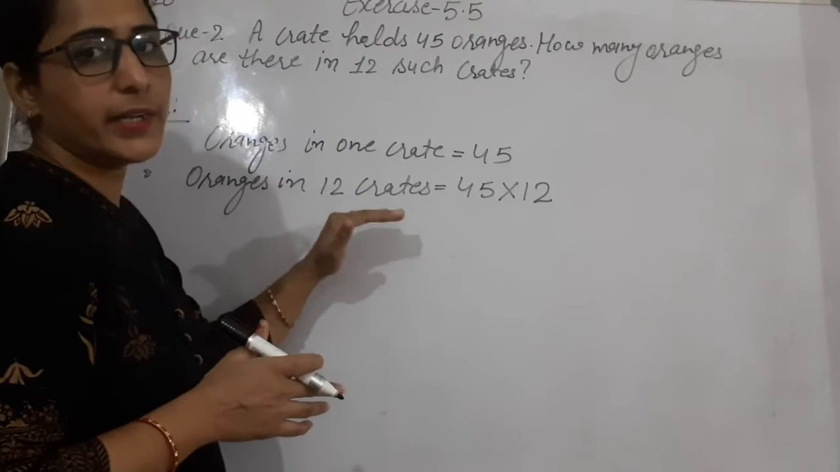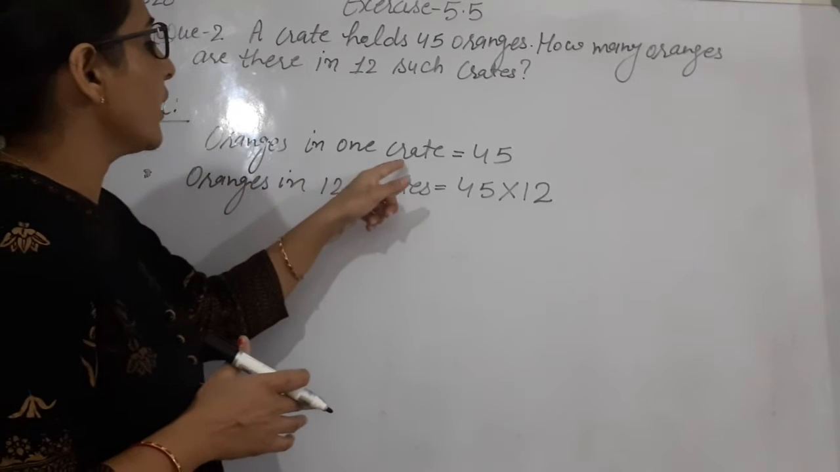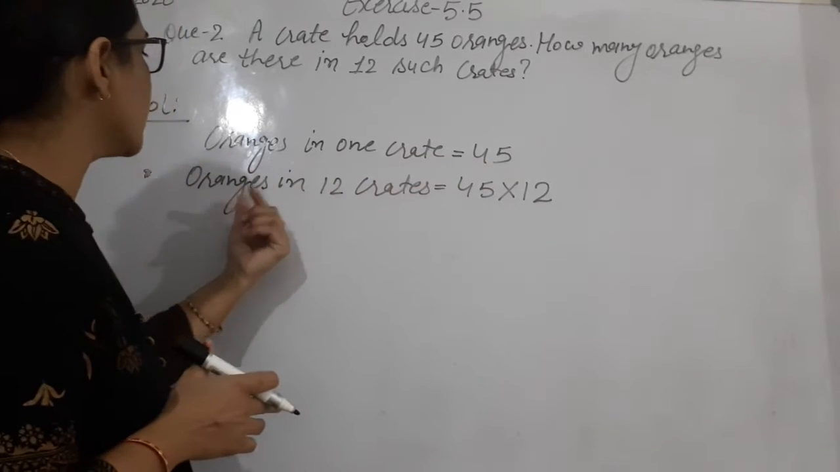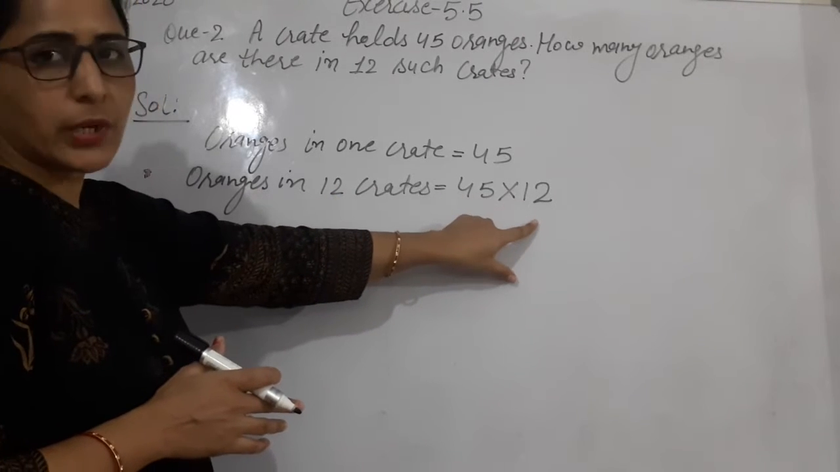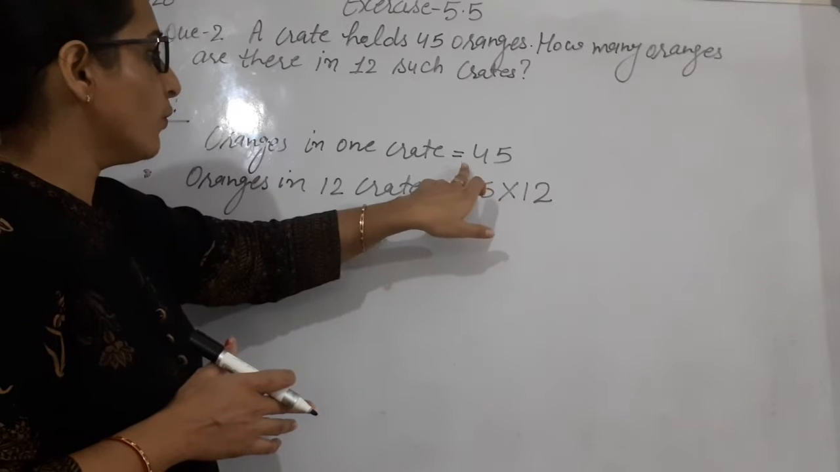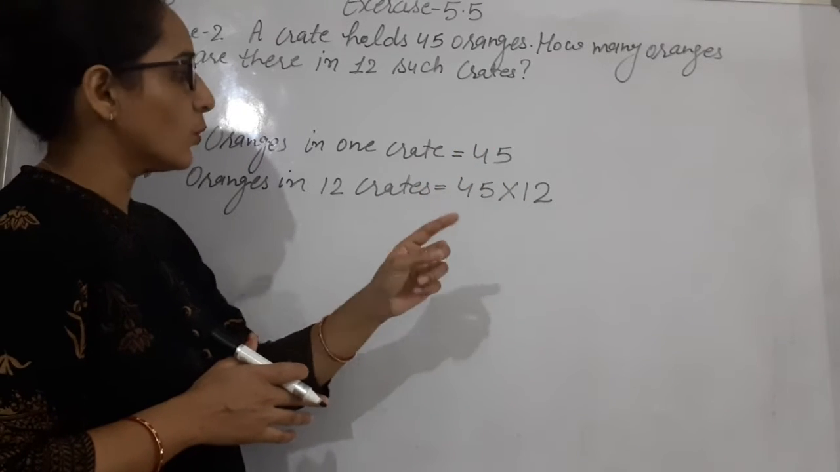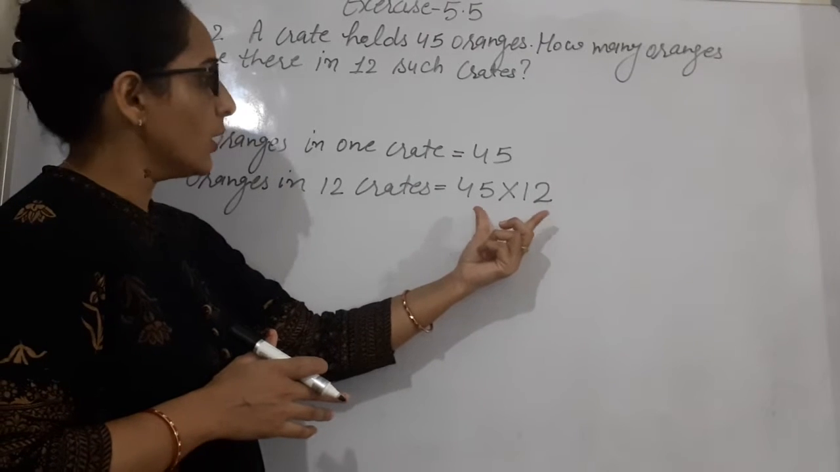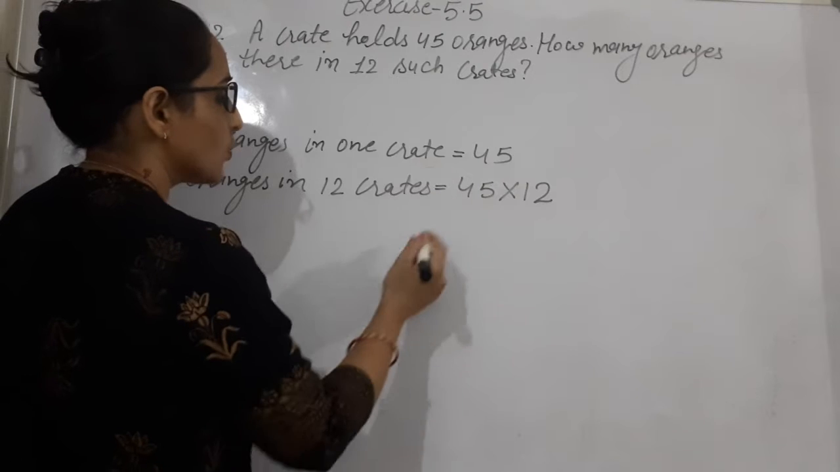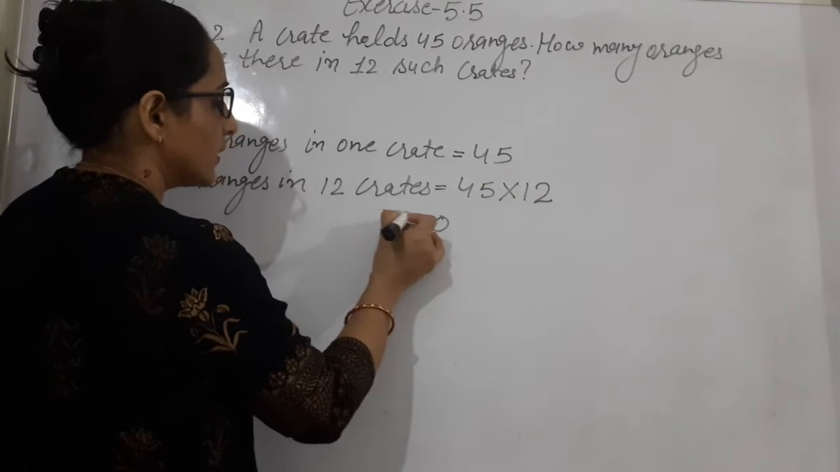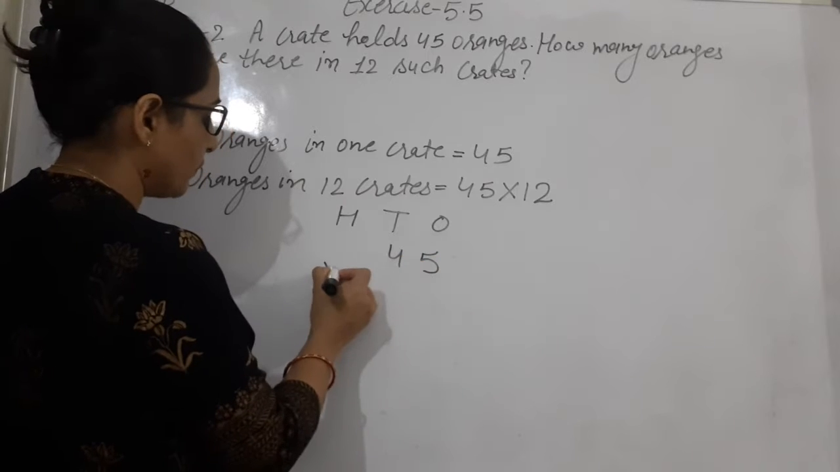So we will find here more. So let's see how we do. We write oranges in 1 carrot, that is 45. Oranges in 12. So 45 multiply by 12. Here is the given value of the 1. We are finding here the more. So for more, what we do? We will multiply here. 45 multiply by 12. So write the places in ones, tens and 100. Then we will write here 45 multiply by 12.